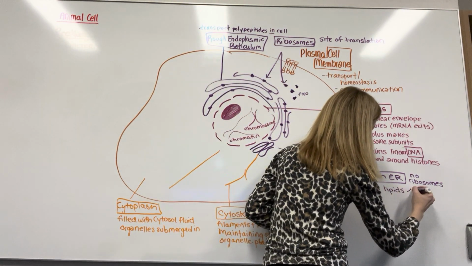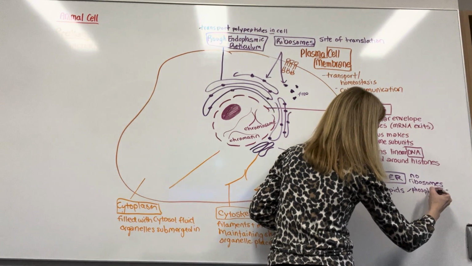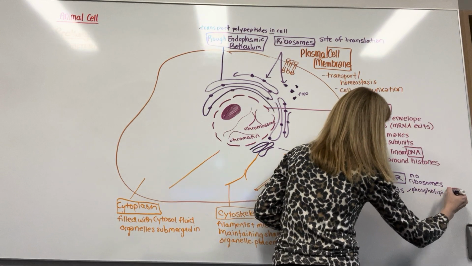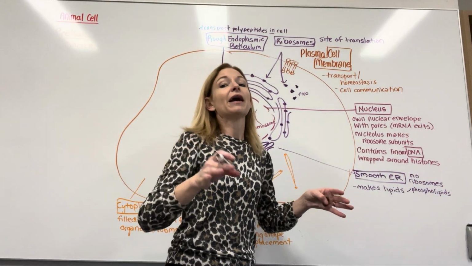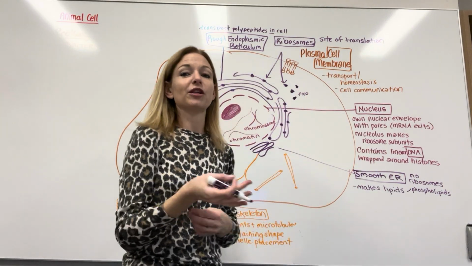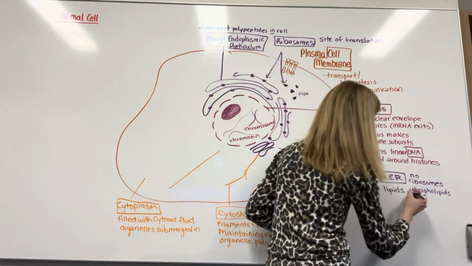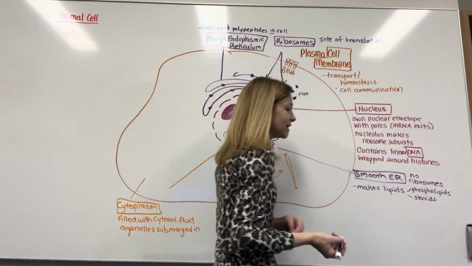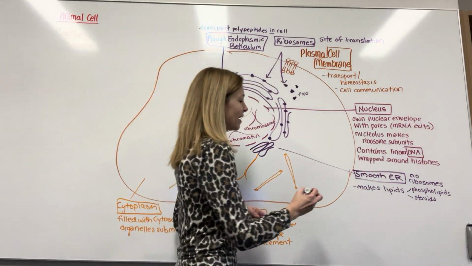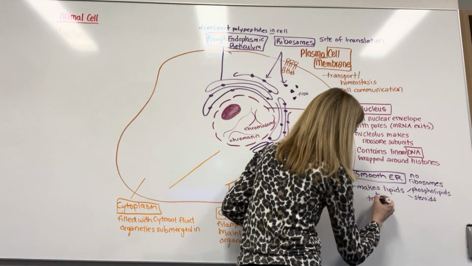And that includes phospholipids, so that's going to be really important for maintaining the cell membrane. So if the cell is expanding or growing and you need new phospholipids, that's going to be the job of the smooth ER. It's also going to include steroids if it's a cell that makes hormones, and then it's also going to transport them.